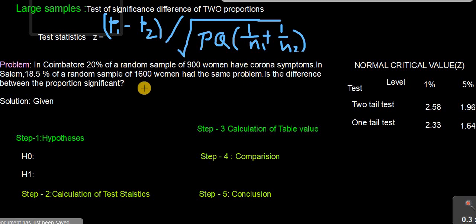So out of 1600 women, 18.5% of people were affected by the corona symptoms. Now the question is, is the difference between the proportions significant? The meaning is that we have to check whether the proportion of corona affected people in Coimbatore and the proportion of corona affected people in Salem are equal or not. I will explain by taking a good example.